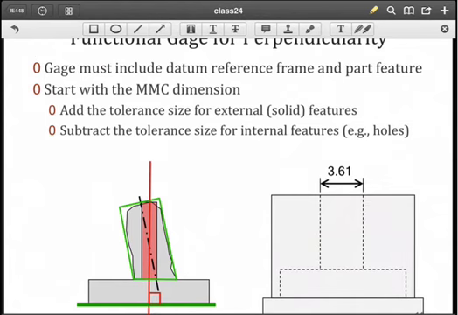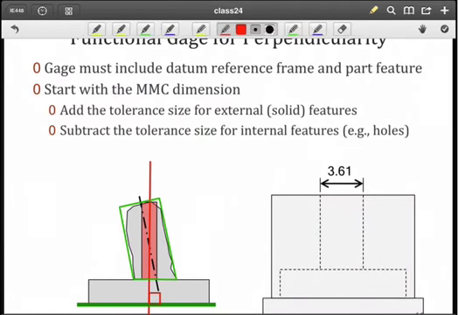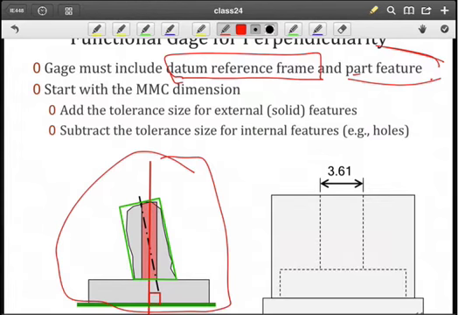How about a functional gauge for perpendicularity to determine whether or not that feature is perpendicular? Well, we're going to have to follow the same principles that we learned when we were dealing with datum reference frames and envelopes. So we need to establish datums. In this case, we want to make sure that that feature is perpendicular to A. So the gauge must include that datum reference frame when we're dealing with this functionality, as well as features for the actual part feature we're checking.